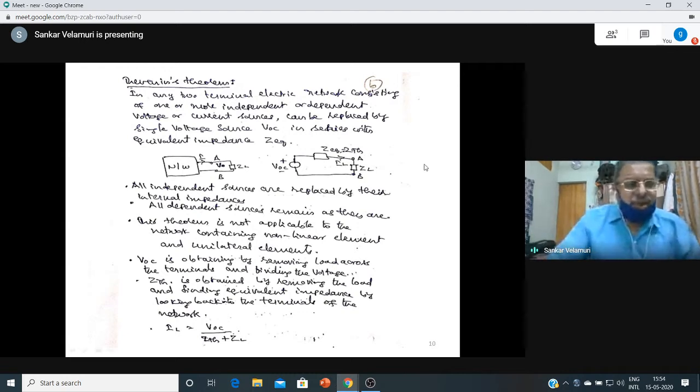Even the maximum power transfer theorem is linked with Thevenin's and Norton's theorems, because the maximum power transfer theorem is linked with Thevenin. Anyway, the statement of the theorem is already known to you, but I will explain once again.